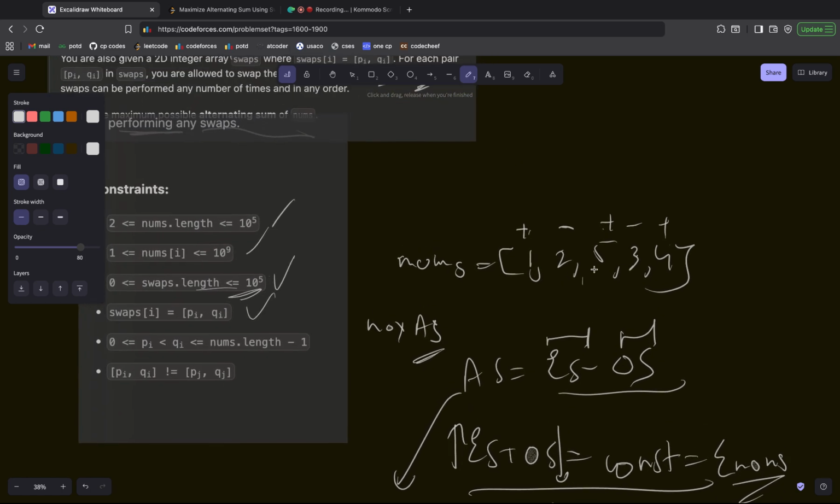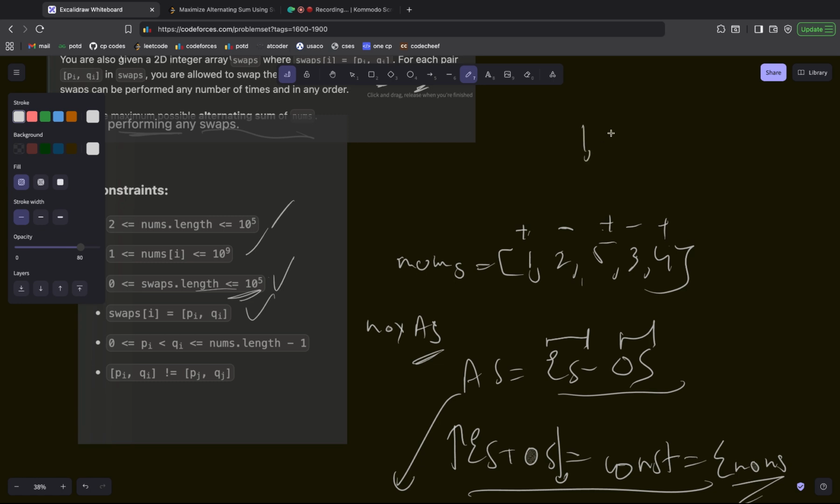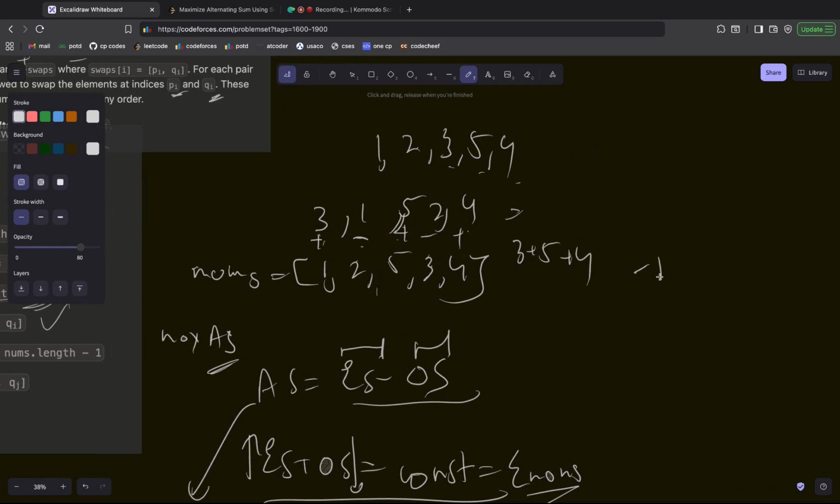So how you can do this is you can sort this array, and then I will get 1, 2, 3, 4, 5. At all the even indexes, I should put the maximum values. So I should put 3, 5, 4. I should put 3 here, I should put 5 here, I should put 4 here. And at the odd index, I should put the smaller values. So 2 and 1. So 1 should come here, 2 should come here. And then I would get that my thing is 3 plus 5 plus 4 minus 1 plus 2. Right? This would be my maximum alternating sum.